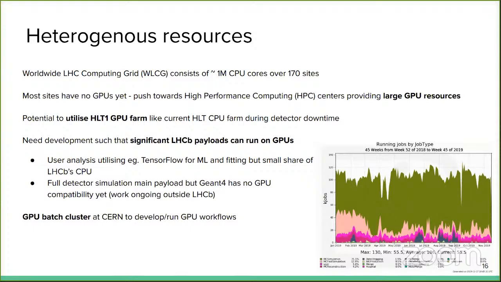User analyses are beginning to utilize GPUs, for instance the use of TensorFlow for machine learning and fitting very complex amplitude models. But actually, user jobs are quite a small share of our CPU, and indeed most of our CPU is dedicated to detector simulation. Obviously Geant4 doesn't have GPU compatibility yet, but we're aware work is ongoing outside LHCb on this. And finally, there is the GPU batch cluster at CERN, which will help us develop and run our GPU workflows.